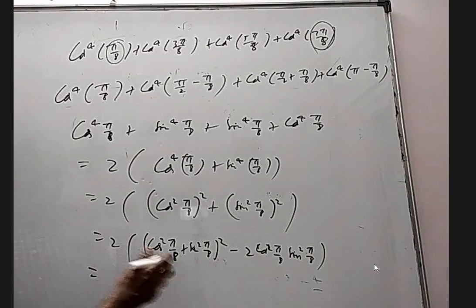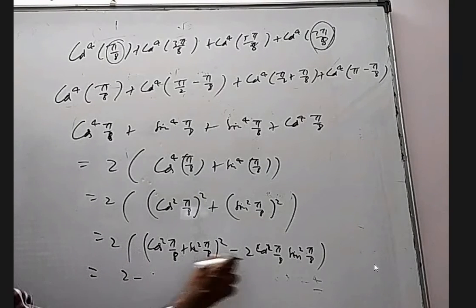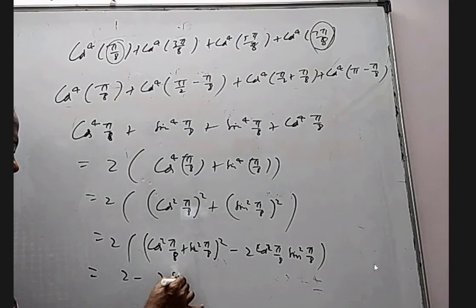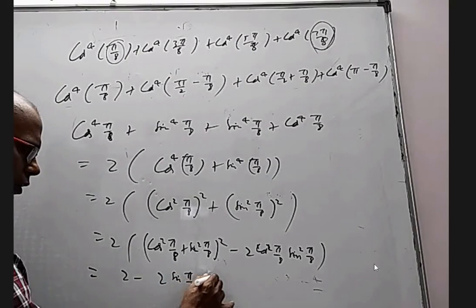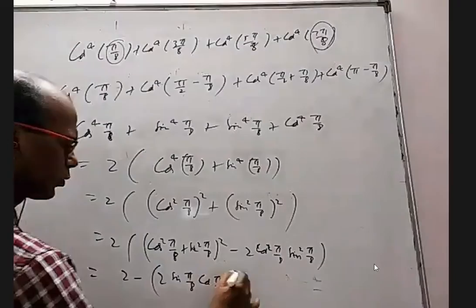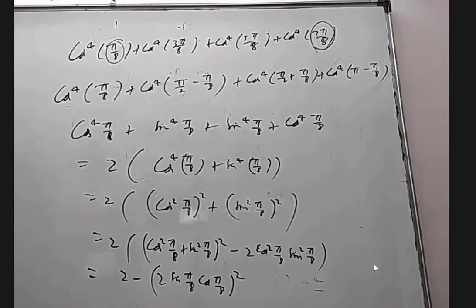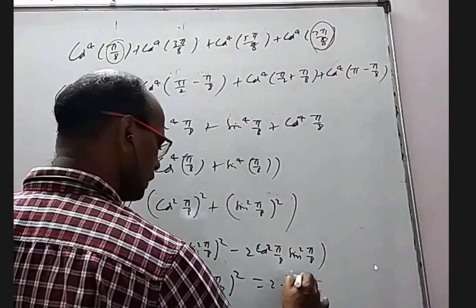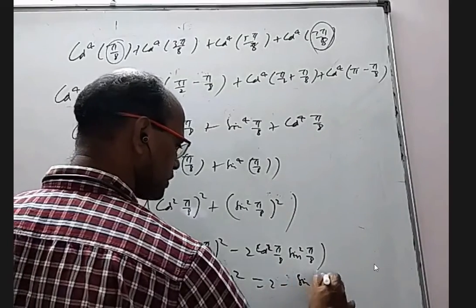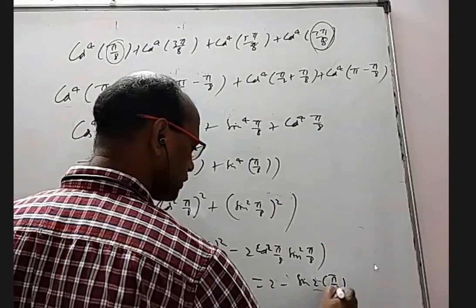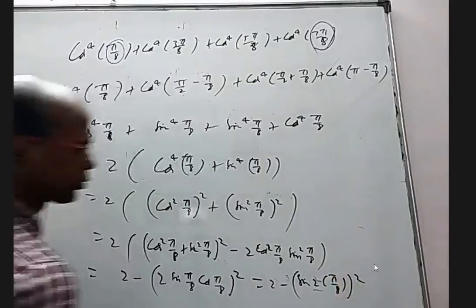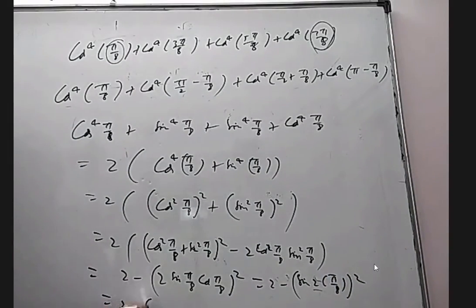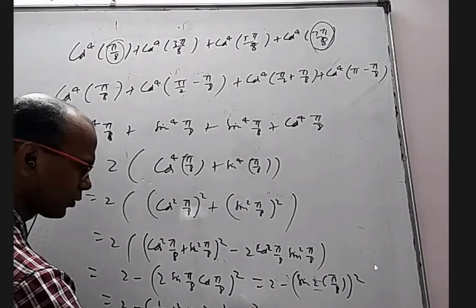This will become 1. Take 2 inside, you will get 2 minus this into this, which will become 2 square. So it will become 2 sine pi by 8 cos pi by 8 whole square. This is like sine 2 theta, 2 sine theta cos theta. So you will get 2 minus sine double of pi by 8 whole square, that is sine pi by 4. Sine pi by 4 is 1 by root 2. 2 minus 1 by 2 is 3 by 2.